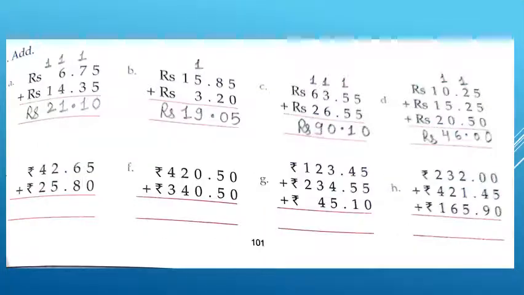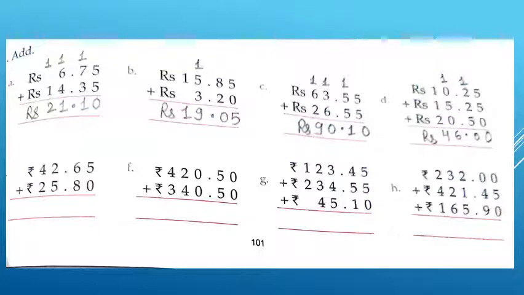Children, now let's do question number 2 at first part. Here you have to add rupees 6.75 and rupees 14.35. So children, we start adding like ordinary numbers from the right side. So 5 plus 5 is 10. Write 0 there and 1 is carry.